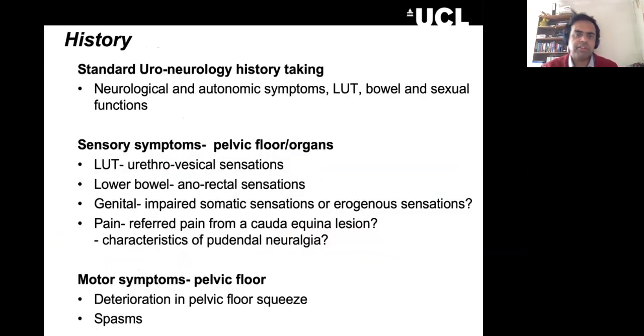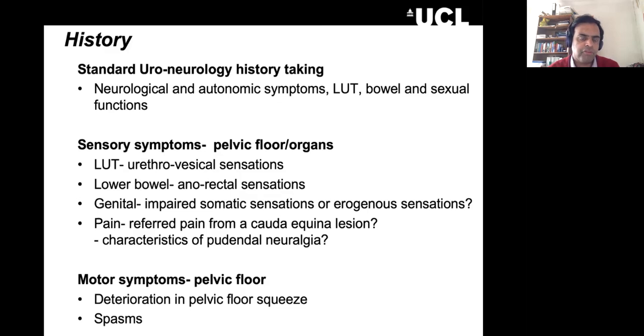So your standard uroneurology history taking includes the symptoms that any neurologist would ask about, neurological symptoms, but also we need to ask about autonomic symptoms such as orthostatic giddiness, changes in sweating, blurred vision, dryness of the mouth, the eyes. So is it some sort of a more generalized autonomic dysfunction? Are there any other neurological symptoms that may give away the underlying neurological diagnosis? But also discuss the lower urinary tract, the bowel, and the sexual functions, and ask those symptoms that are relevant to those. In addition to the standard uroneurology history, we also need to ask about sensory symptoms from the pelvic floor and the organs.